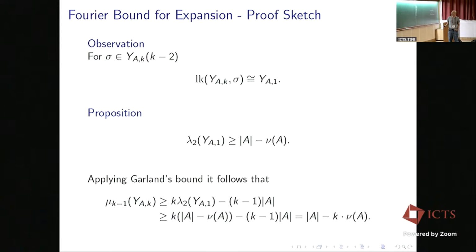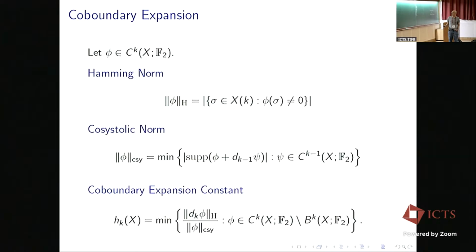Okay, but now I have a question. We were talking about mu k minus 1, which is the spectral gap. What about the coboundary expansion? The spectral gap measures how zero is the zero real homology. Now I want to ask how zero is the Z2 homology.